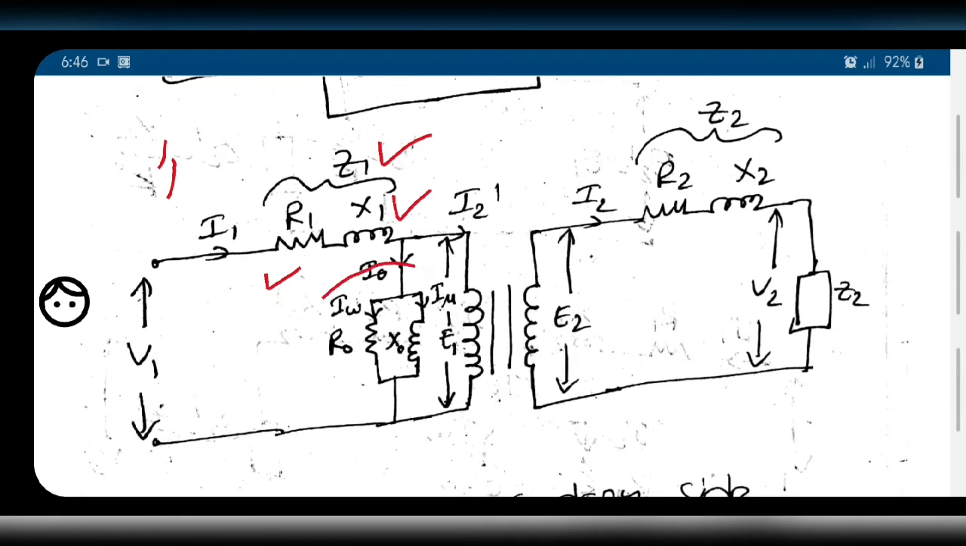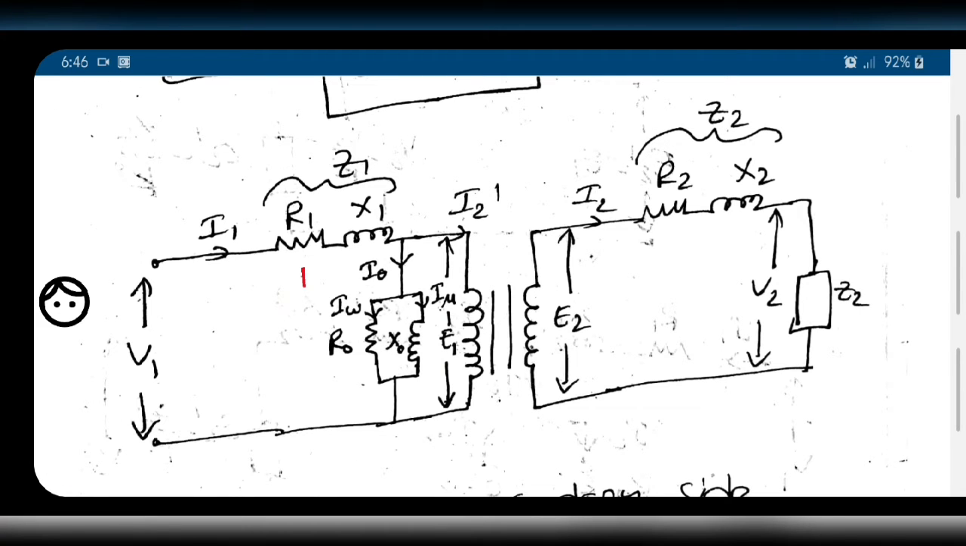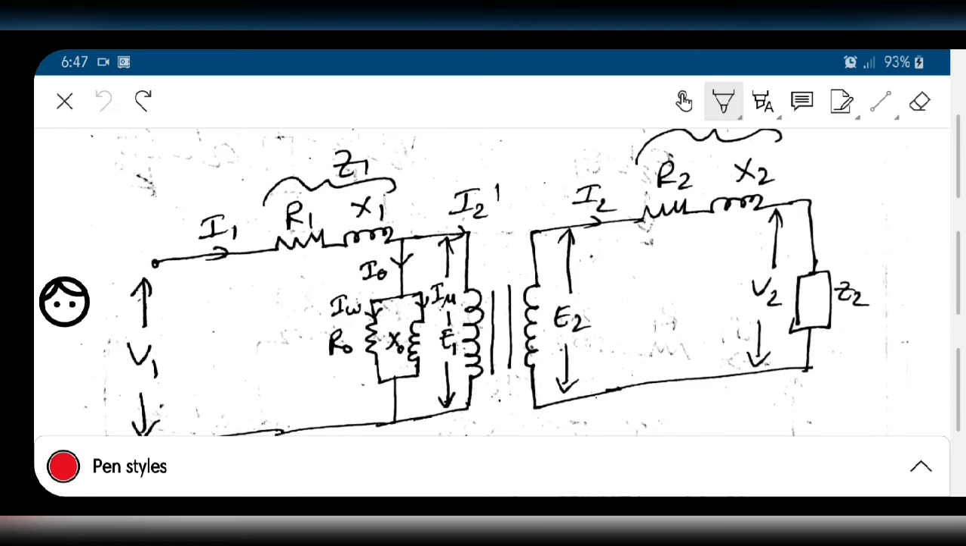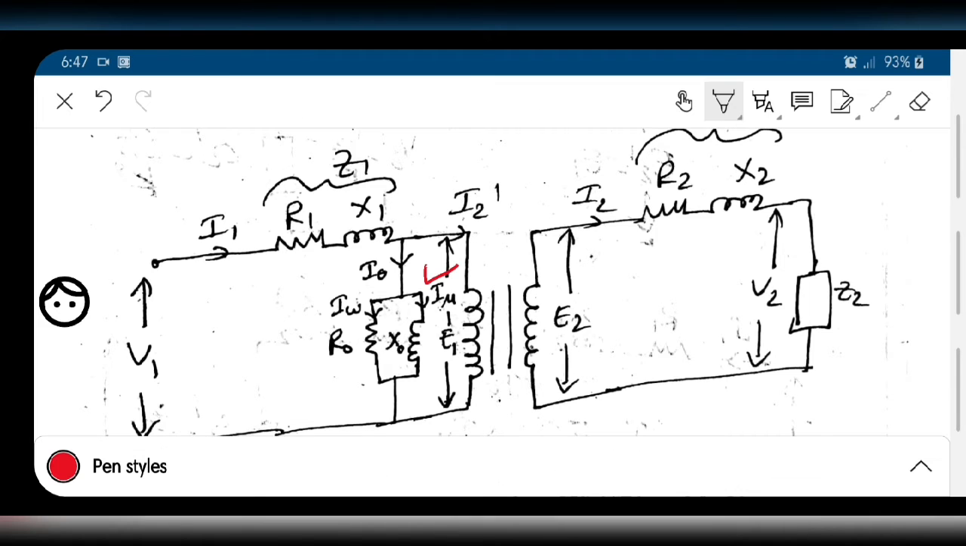Next, this is called the excitation branch or no load branch. So this R0 X0, which is connected in parallel or in shunt, is called the excitation branch or no load branch. In this, I0 amount of current flows. You know I0 is no load current. I0 comprises two components, IW and IMU. IW is the working component of no load current, which supplies the core losses that occur in the transformer. Next, IMU is called the magnetizing component, which will maintain flux in the transformer.